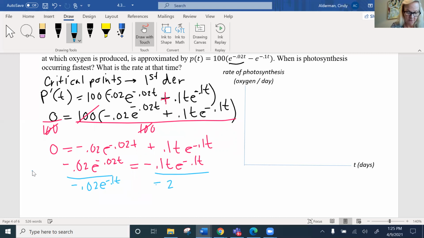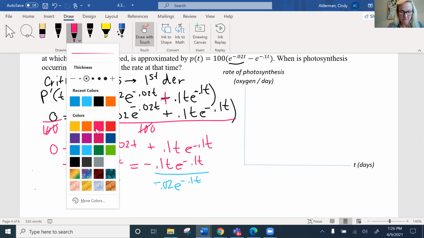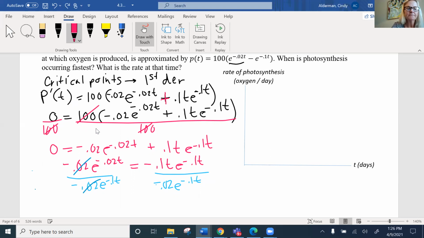Same thing here, 0.02 e to the negative 0.1t. Okay, so on the left, what happens, and the reason why we're doing this, is that cancels out there, right? And I think I'm missing a negative here. It should be, oh no, it is negative. Okay, so then here I can cancel out this. Oh, and this t, sorry, this should not be here. Okay, so what am I left with?